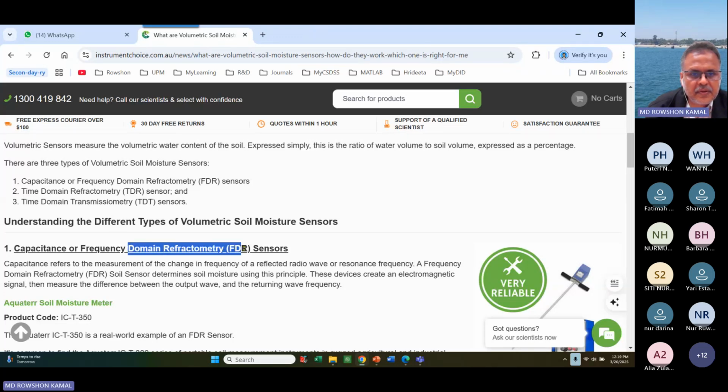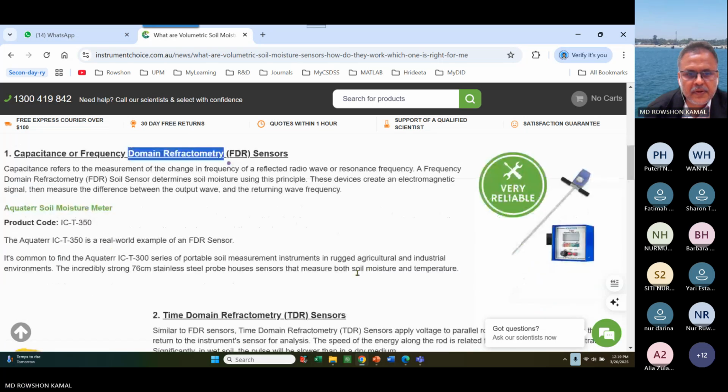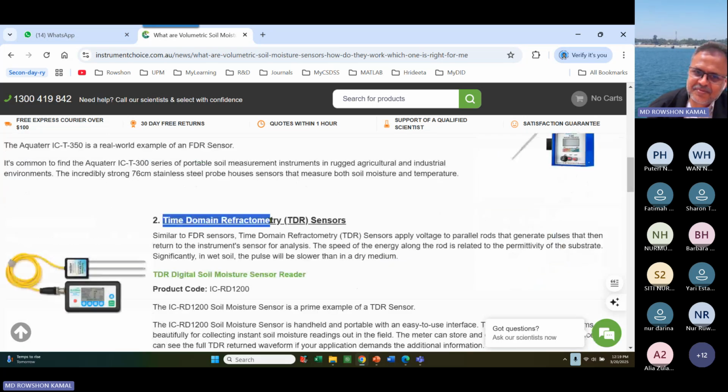Something like this name. Oh, this one, I forgot this name. TDR, time domain reflectometer. So this is the sensor that we have in our lab. Once you put it in the soil, you can see the display.